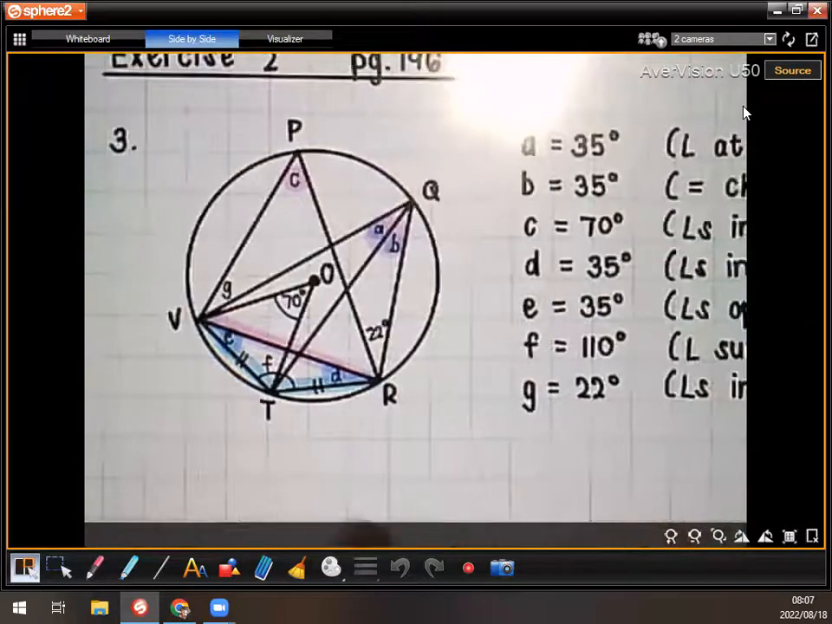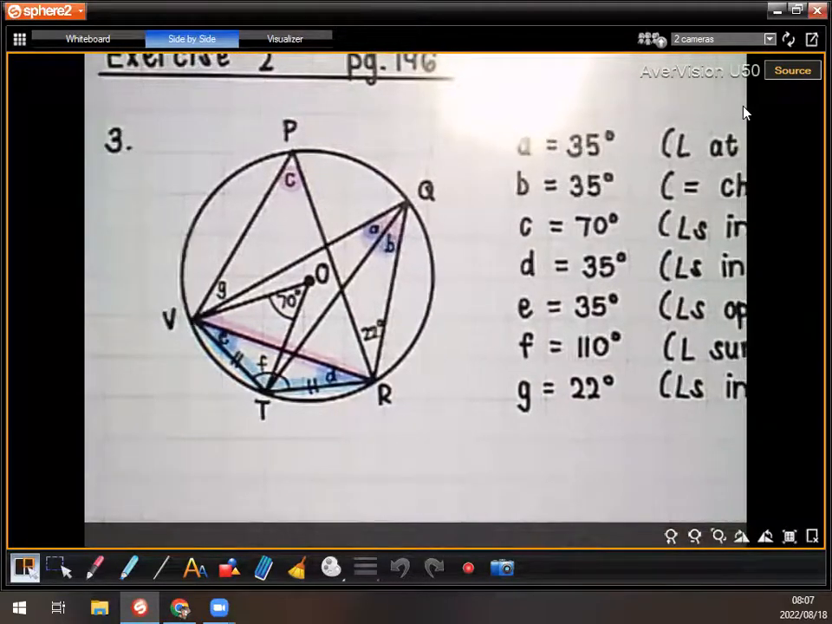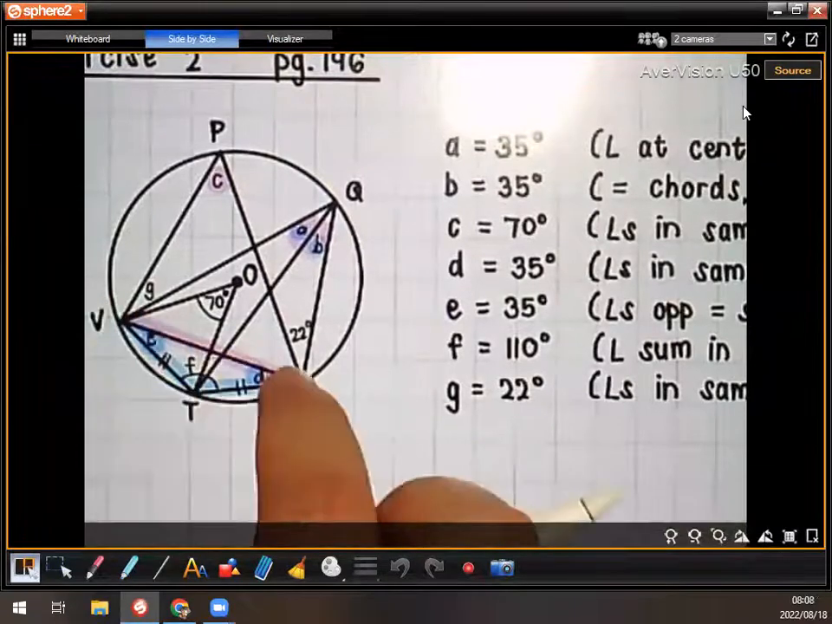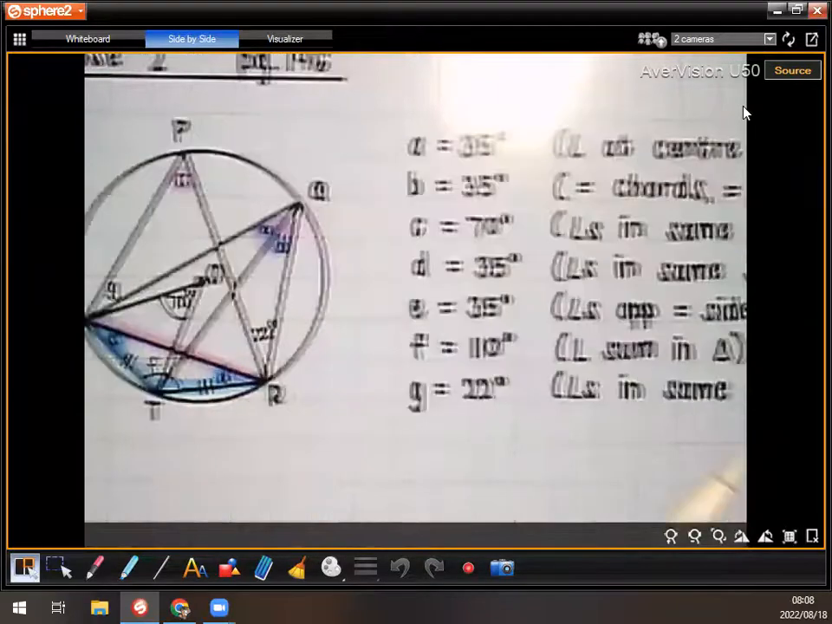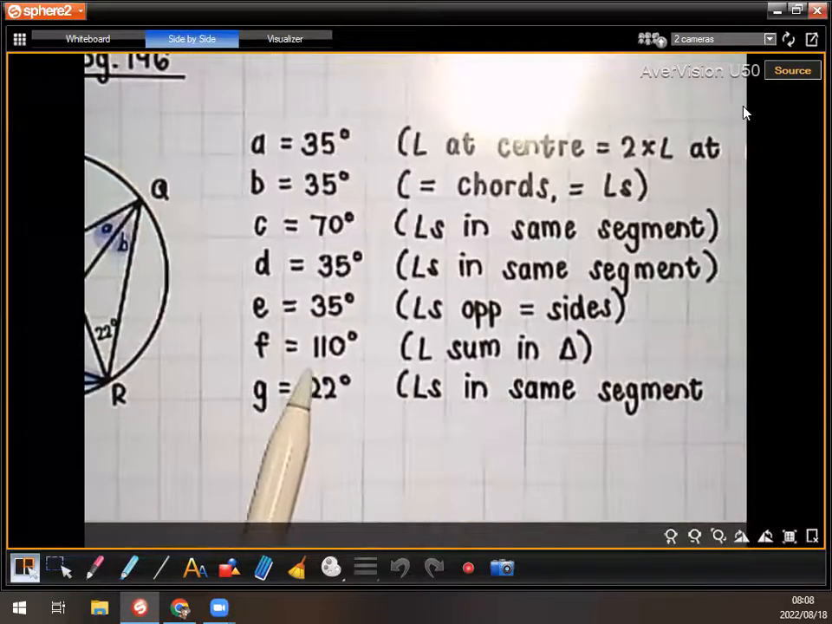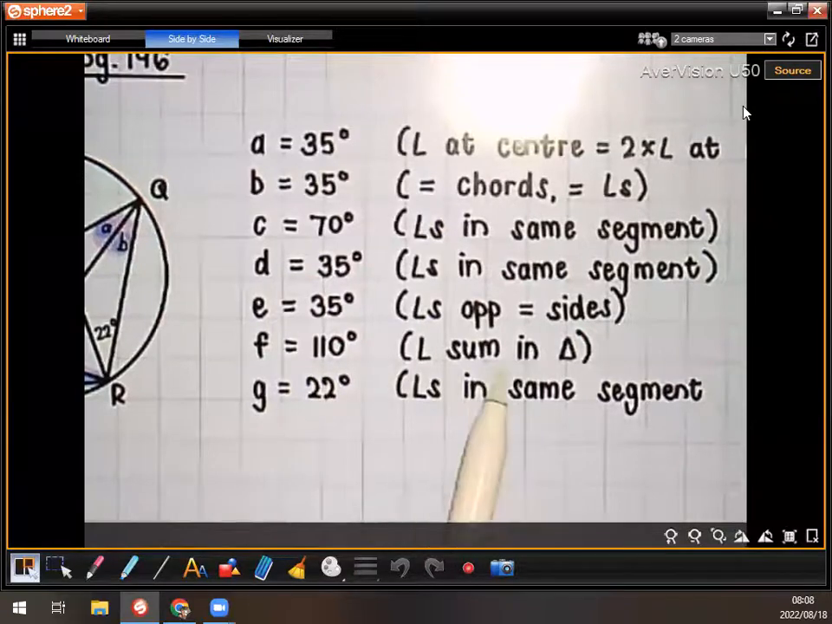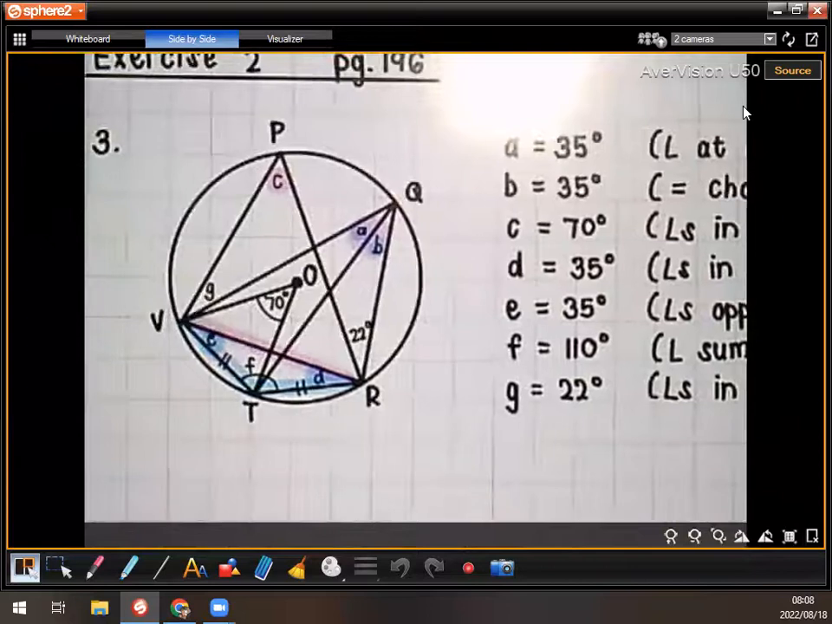Then to find F, like I said, it was that whole angle there, because you have the other two angles in that triangle, 35 and 35. It is going to be 180 minus 35 minus 35. So that will give you an answer of 110 degrees. Angles in a triangle. And then to get G, it's again angles in the same segment.